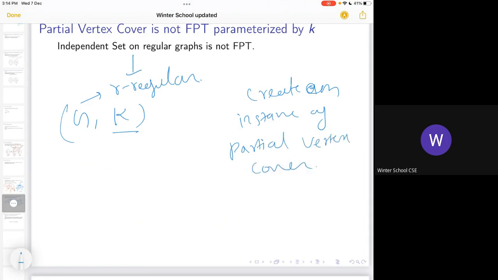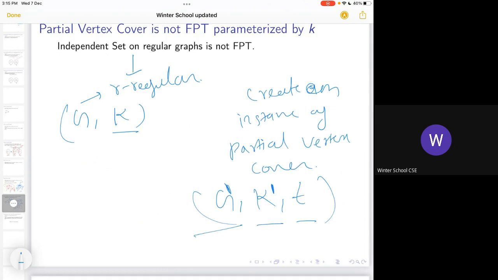So recall that, sorry, it depends on what parameter we are deciding. For partial vertex cover, the problem we are doing right now is parameterized by solution size k. So we have to design an instance G prime, k prime, t. What are you suggesting? Which one is what? T should be all the edges.